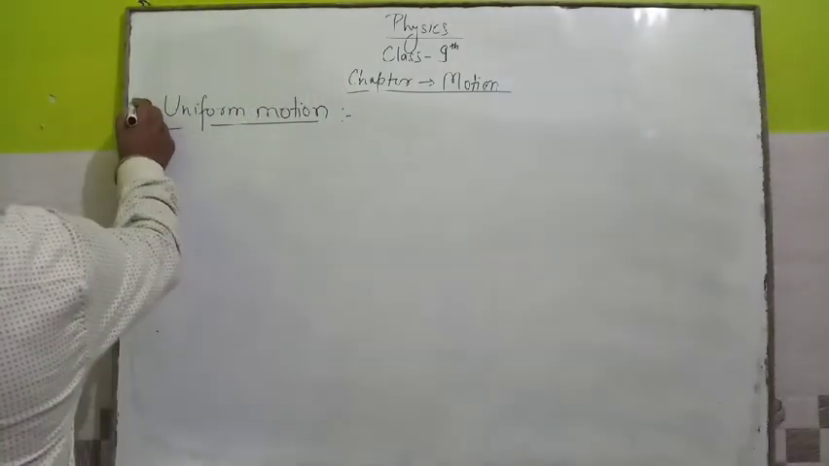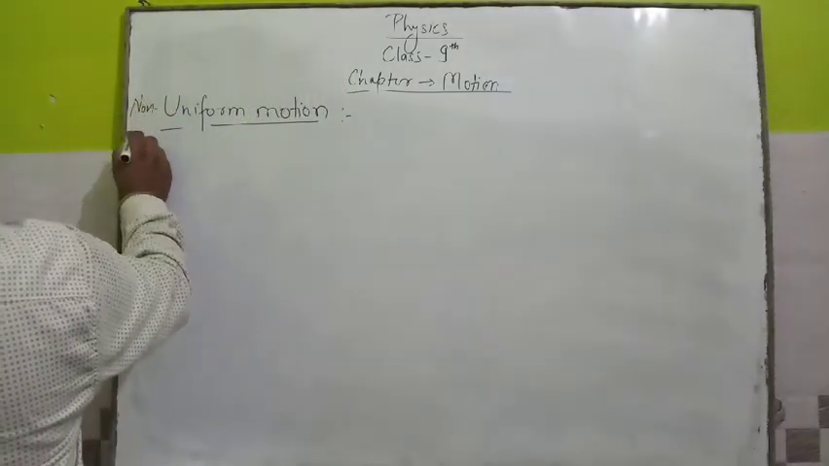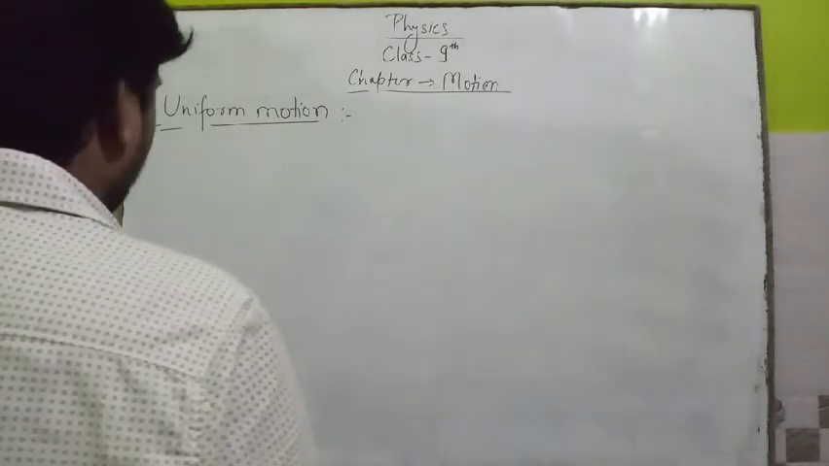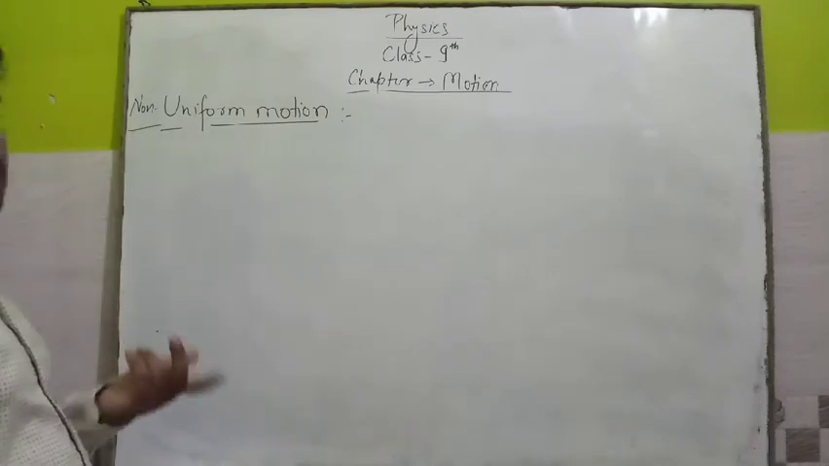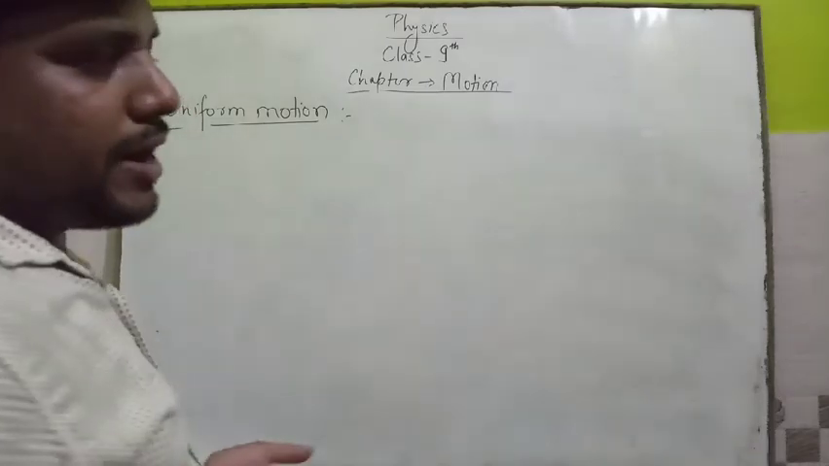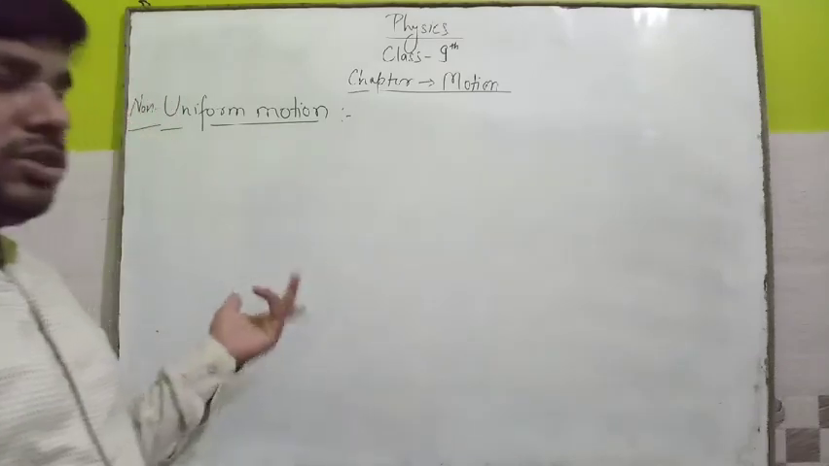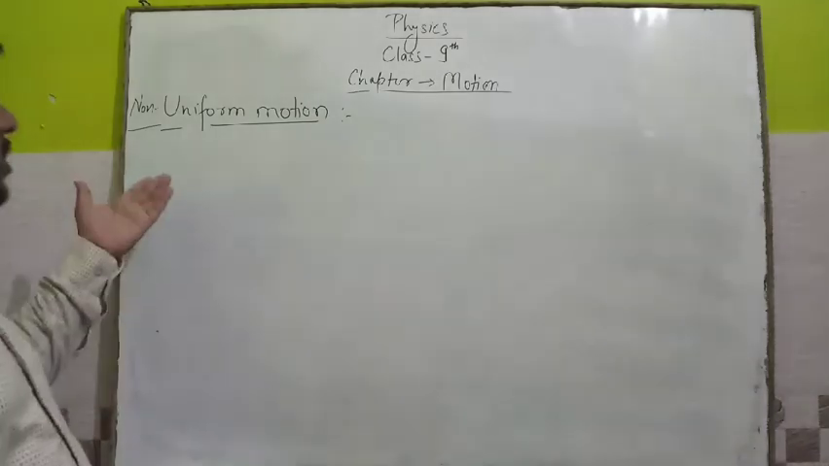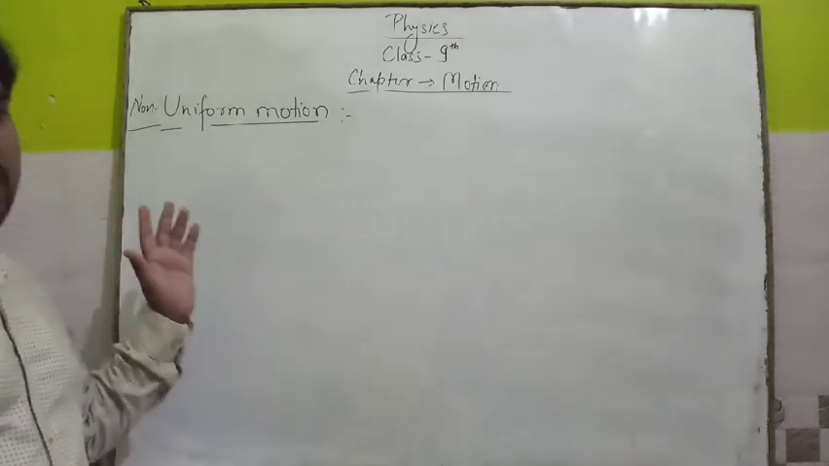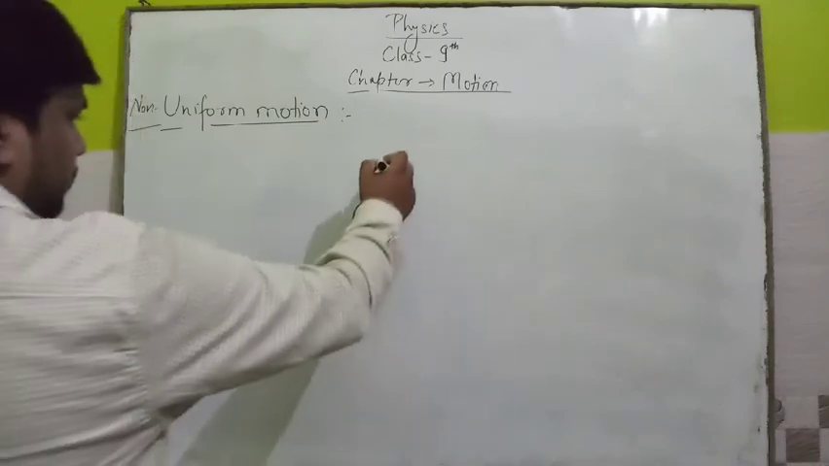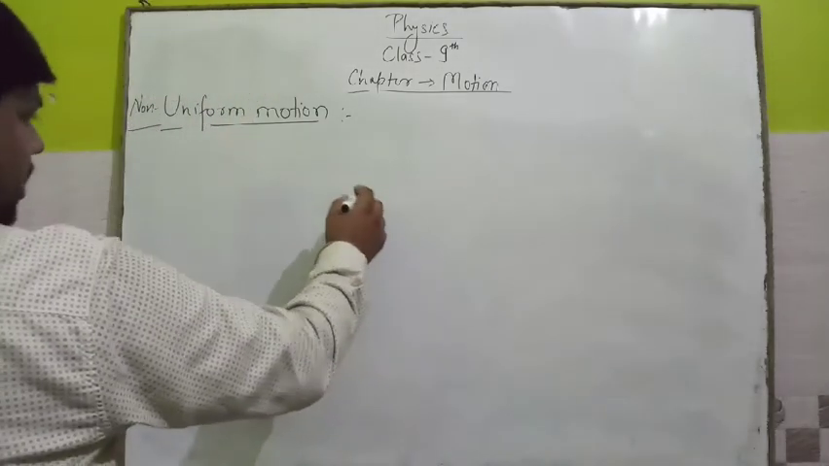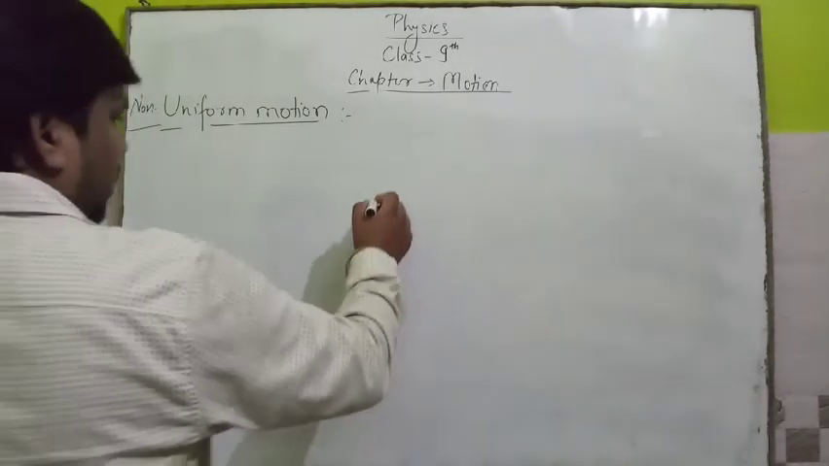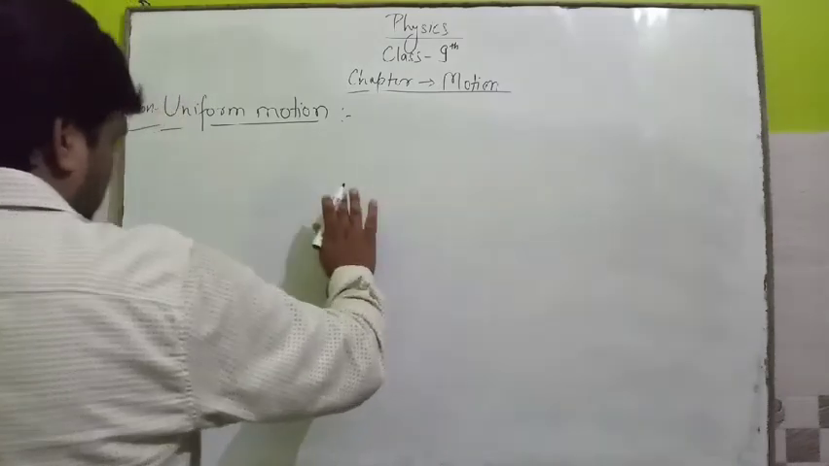That is non-uniform motion. Clear? Simply, non-uniform means unequal. What is unequal? You know that speed, time is always constant. Time is not unequal. But what is unequal? The covering distance is unequal. So you can say unequal distance in equal interval of time.